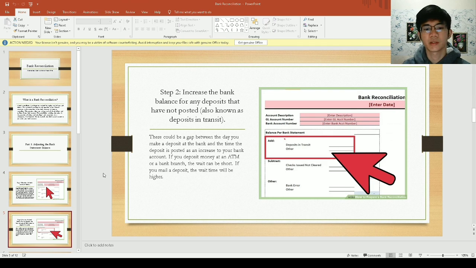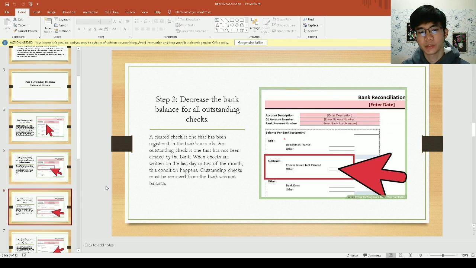Step 2 is to increase the bank balance for any deposits that have not been posted, also known as deposits in transit. There could be a gap between the day you make a deposit at the bank and the time the deposit is posted as an increase to your bank account. If you deposit money at an ATM or a bank branch, the wait can be short. If you mail a deposit, the wait time will be higher.